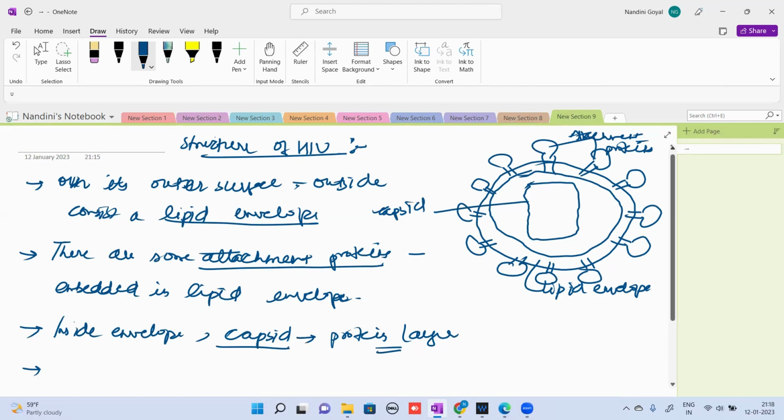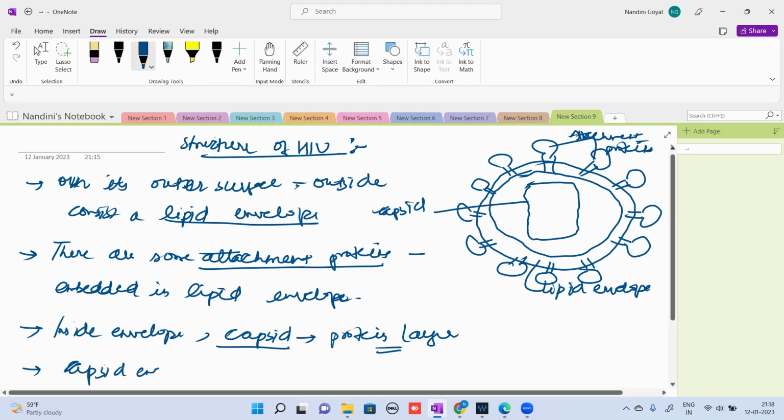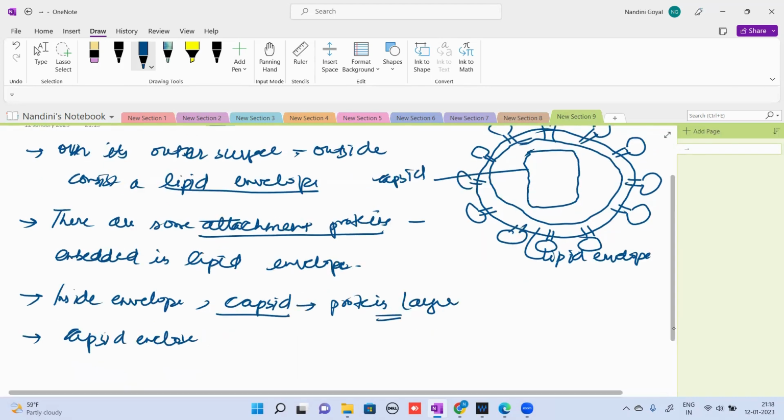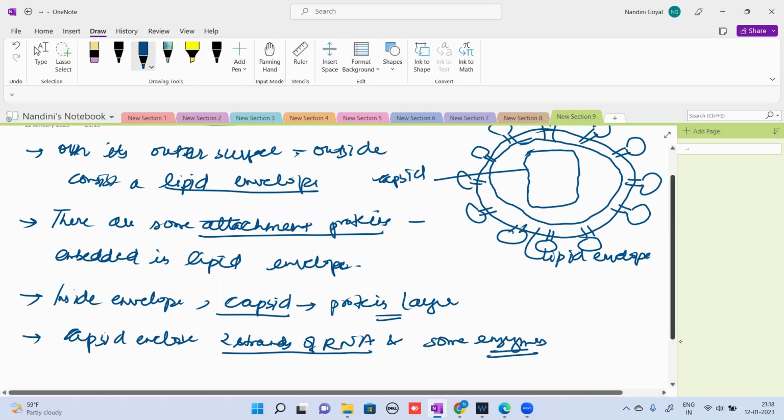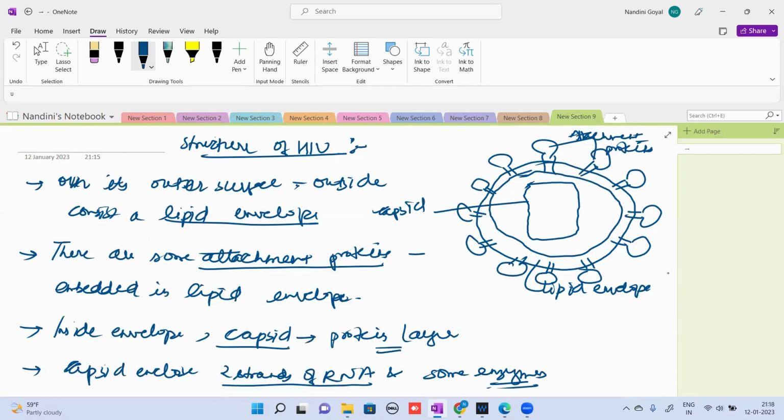Fine. So there should be something inside this capsid also. What is inside this capsid? This capsid encloses two strands of RNA and some enzymes. See, this is a capsid. There are strands of RNA and some enzymes. So these are the two strands of RNA, and there are some enzymes. These are the enzymes.